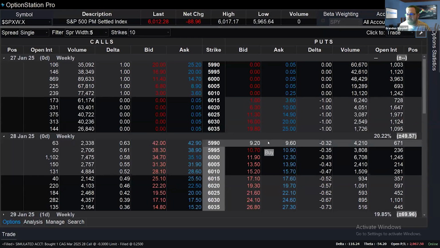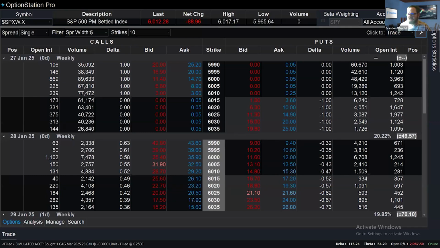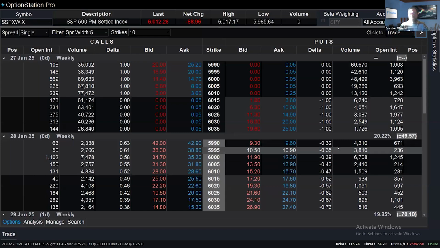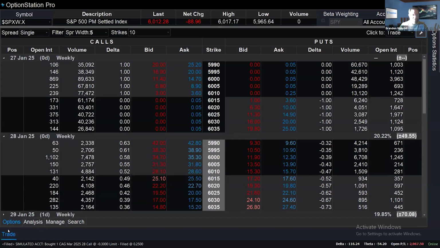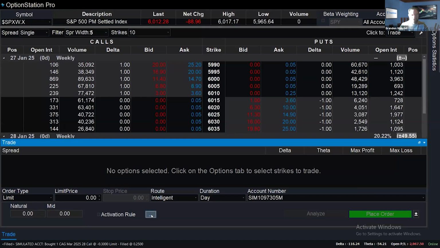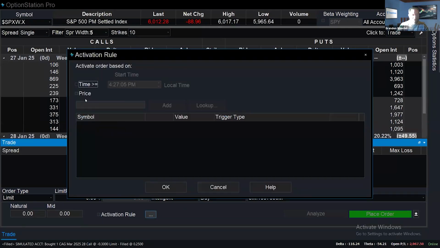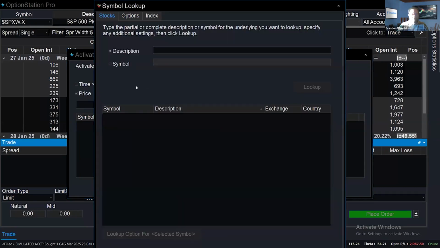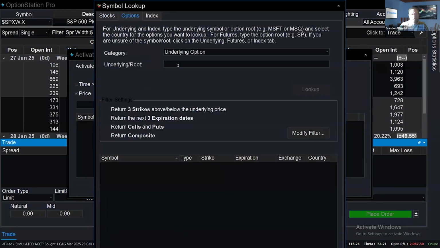As far as the stop loss, you actually have to base it on the underlying security, or you can only do it based on one of the options, not the spread, unfortunately. You can't do it based on the premium of the spread. I'm going to get to something on placing the stops in just a little bit. But when you do these activation rules, you can put in the symbol right here and look up the symbol for the option.